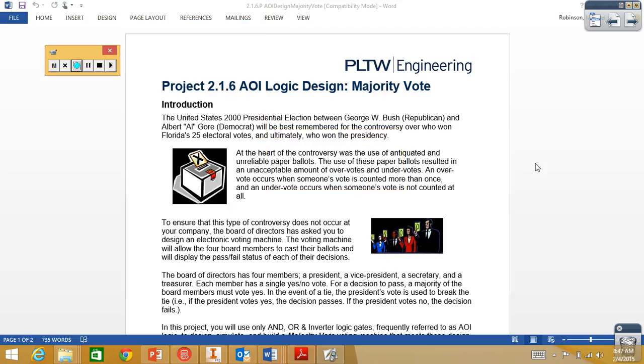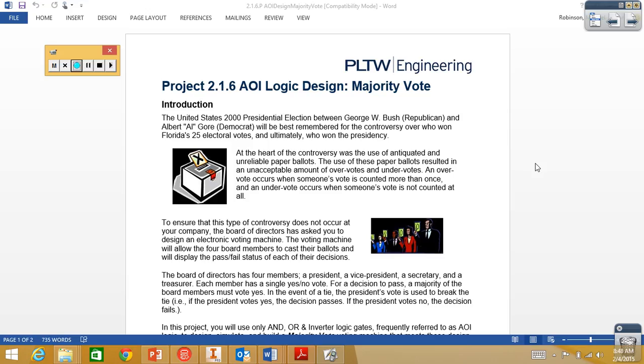Hello, Digi Electronics. This is the last assignment in lesson 2.1. It's project 2.1.6, AOI Logic Design Majority Vote. This one's looking back at the 2000 presidential election, where there was a discrepancy on who won the vote in Florida and would become president of the United States.